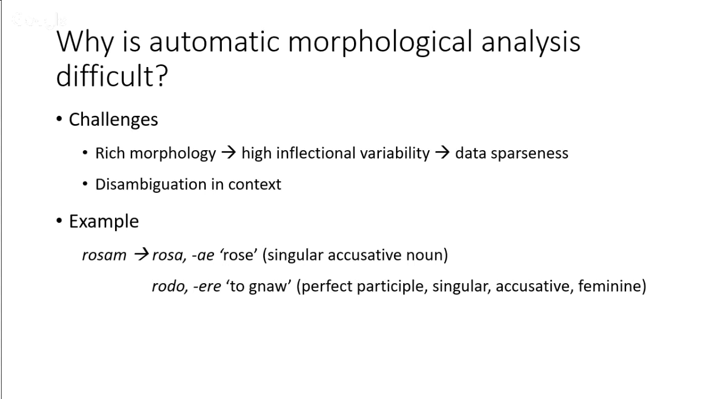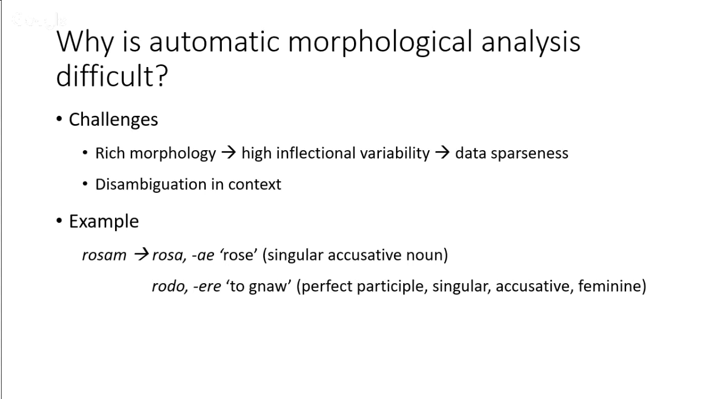So for rich morphology languages, we need a lot of data to expose the system to as much variability as possible. And if we don't have much data, we have problems technically called data sparseness problems. So that's one challenge. That's why large training sets like tree banks are really important.